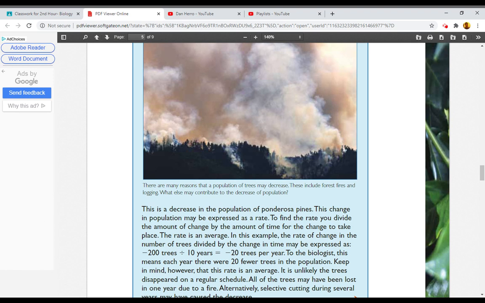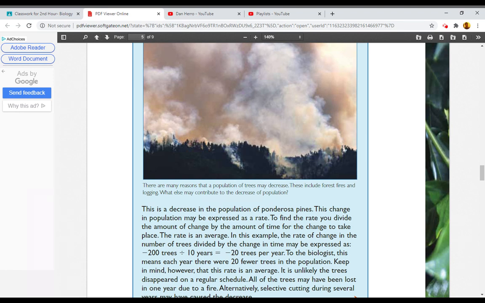Let me say that again. I apologize. Negative 200 trees divided by 10 years equals negative 20 trees per year. So they took negative 200 divided by 10, and they got negative 20. To the biologist, this means each year there were 20 fewer trees in the population.